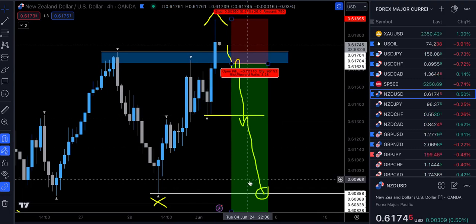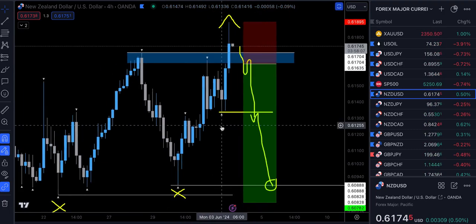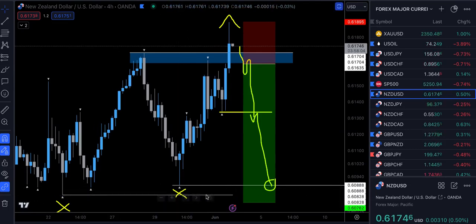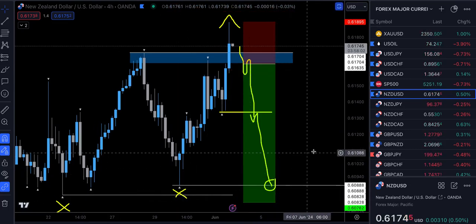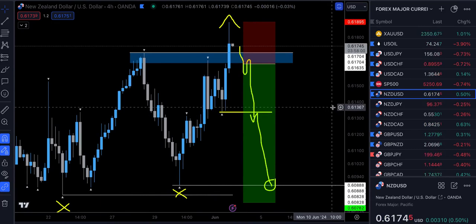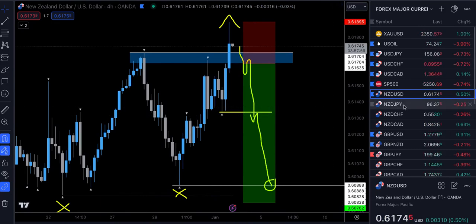If so, you've got mid-range targets, and then you've got ultimately back down to the lows, that sort of double bottom area. There'll be a lot of liquidity resting below there. Okay, NZD USD mapped out.